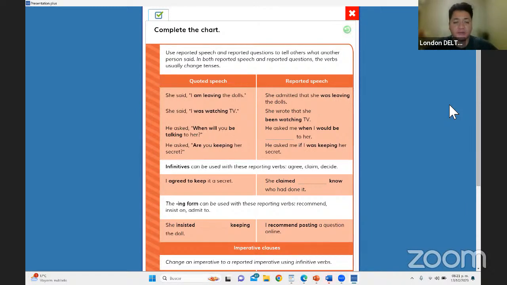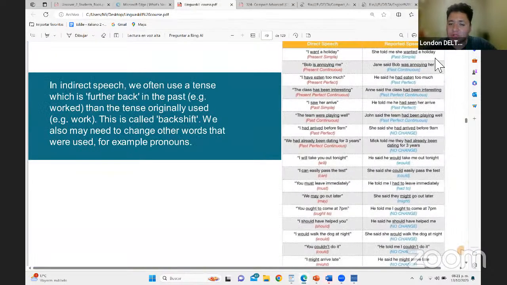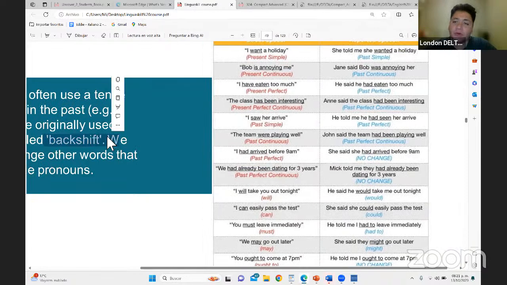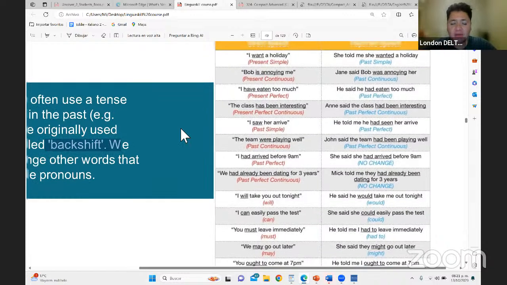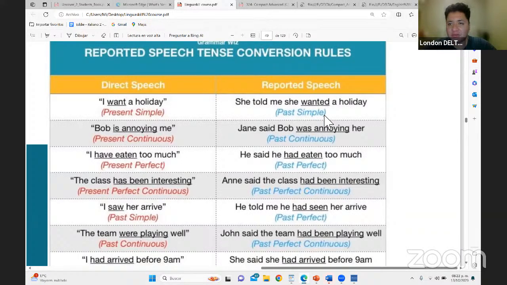Good, excellent. So in reported speech, you see, you change the tenses. When you change tenses, what is a tense? Tense means un tiempo gramatical, okay? So a tense could be, for example, present continuous, and you change it to past continuous. This is a whole chart with the back shift. When you change the tense one tense back in the past, we call it back shift. And the back shift is like you see here. We have present simple, so we change it to past simple.